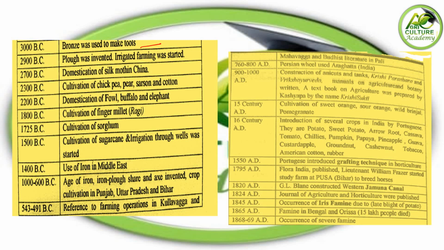In 2,700 BC, domestication of the silk moth in China. 2,300 BC, cultivation of chickpea, pear and cotton. 2,200 BC, domestication of fowl, buffalo, elephant. 1800 BC, domestication of finger millets. Then in 1725 BC, cultivation of sorghum. In 1500 BC, cultivation of sugarcane, and irrigation through wells was started. Then in 1400 BC, use of iron in the Middle East.